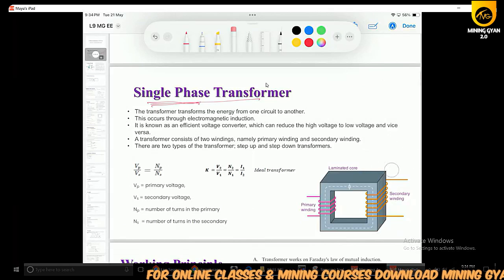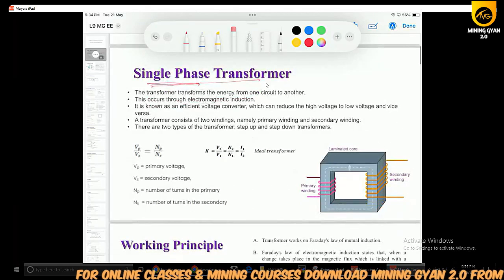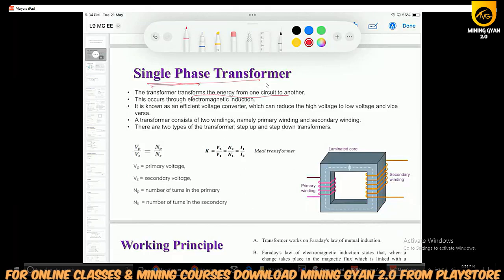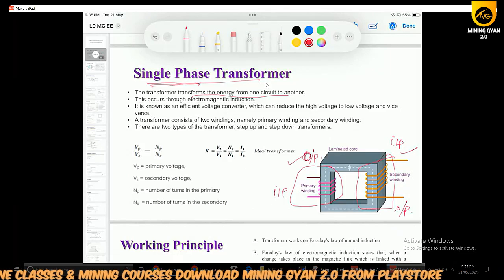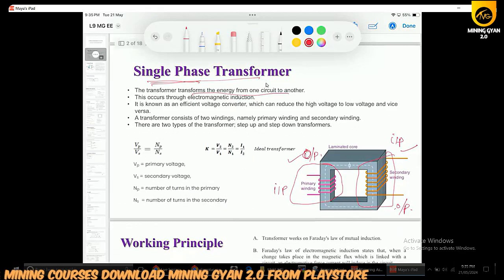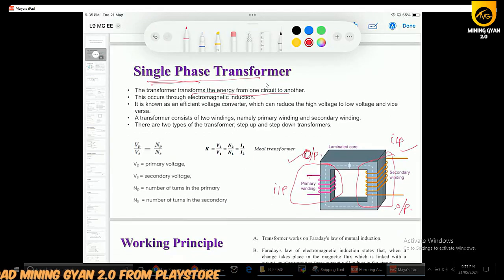So what will the transformer do? The transformer transfers energy from one circuit to another circuit. Let us say this is the primary circuit and this is the secondary circuit. Primary circuit is the input side, and secondary circuit can be the output, or vice versa can also happen, meaning you can apply your input to the secondary circuit and get the output through the primary circuit. These are two separate circuits, and the primary and secondary windings are mutually coupled with the laminated core.